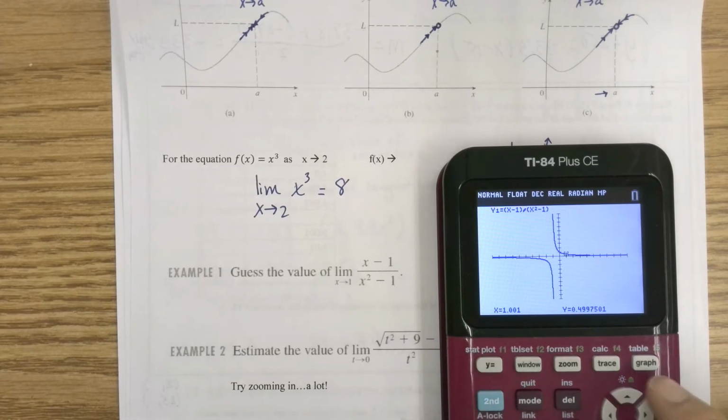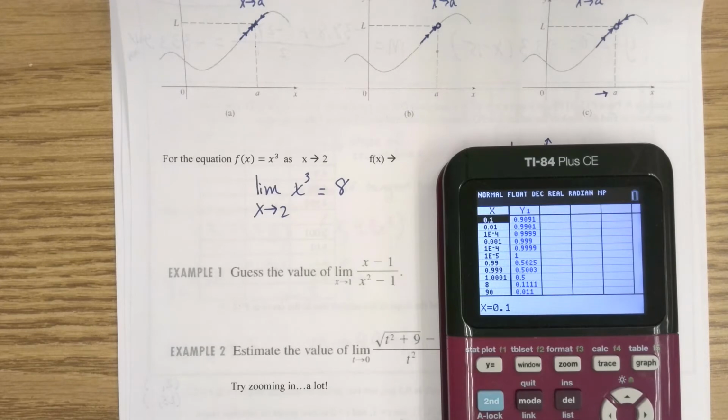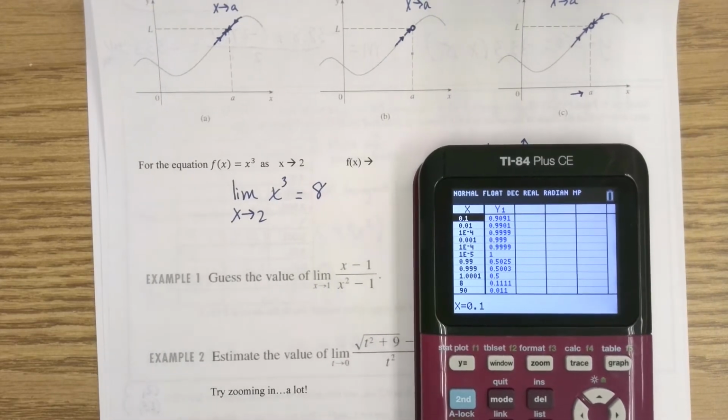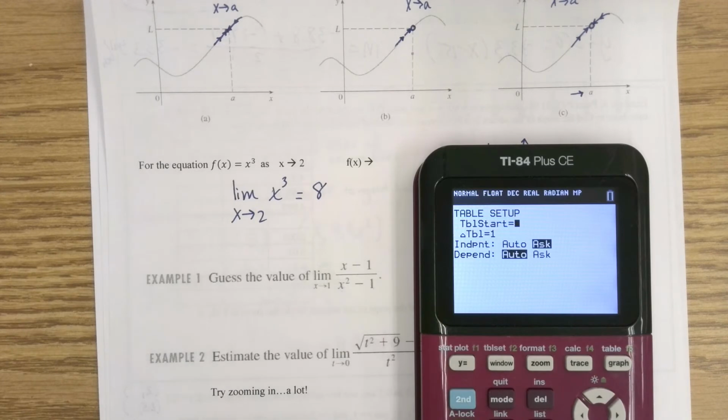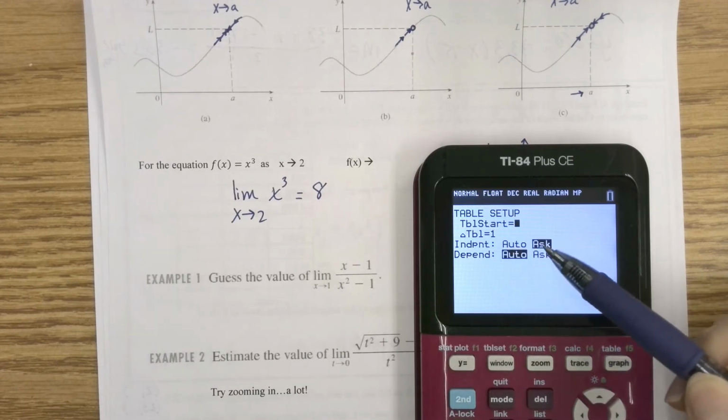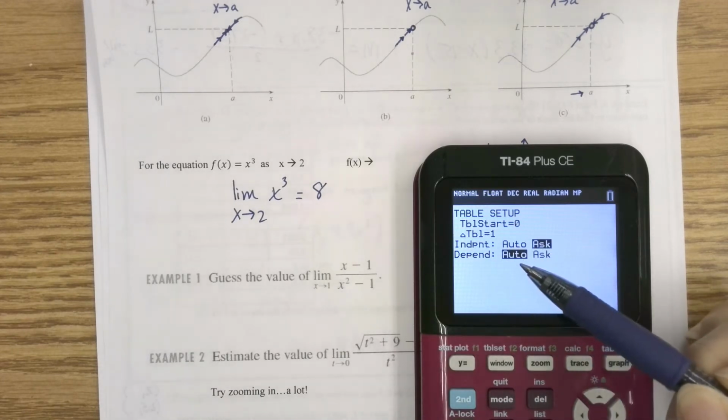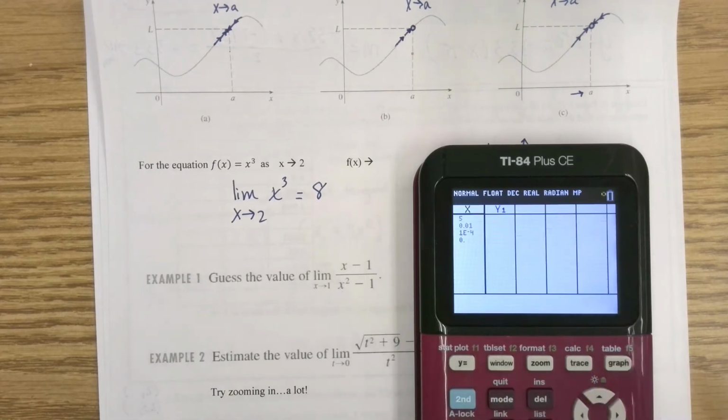So I'm going to go to my table. So I'm up here at table. So I'm going to hit second table. And I should be able to type in to my X column. If you aren't, right now I can type in the number 5. If you cannot type in, you're going to go to table settings. So table set, and you want your independent variable to be on ask and your dependent variable to be on auto.